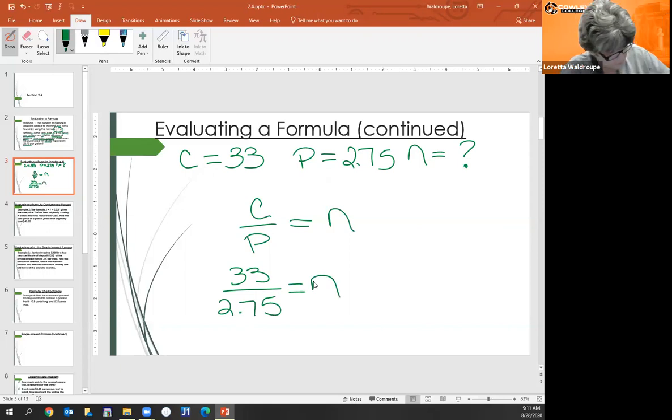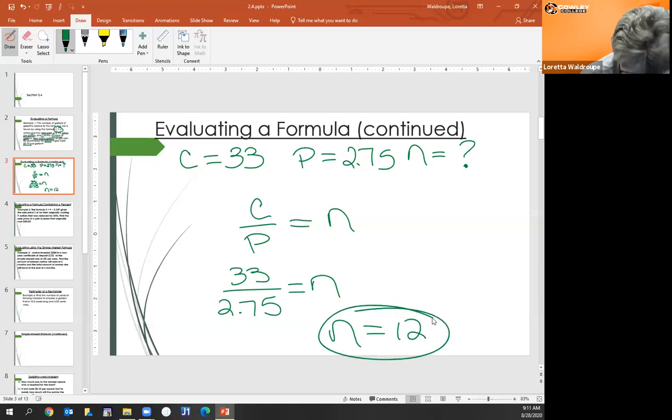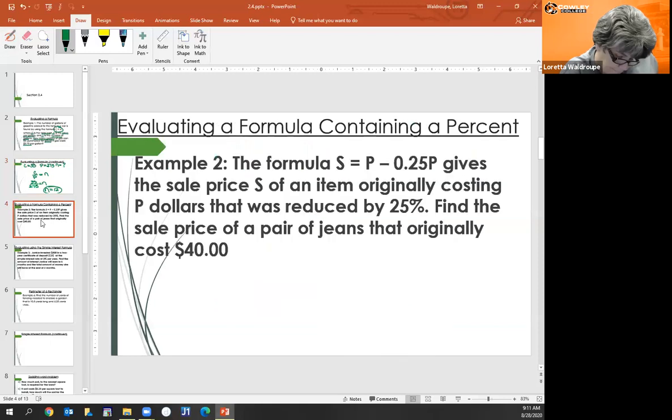Well, in this case, it's kind of nice because that's already solved for the variable, isn't it? So what is 33 divided by 2.75? Okay. That means you purchased 12 gallons of gas. Okay. Let's look at another one here.